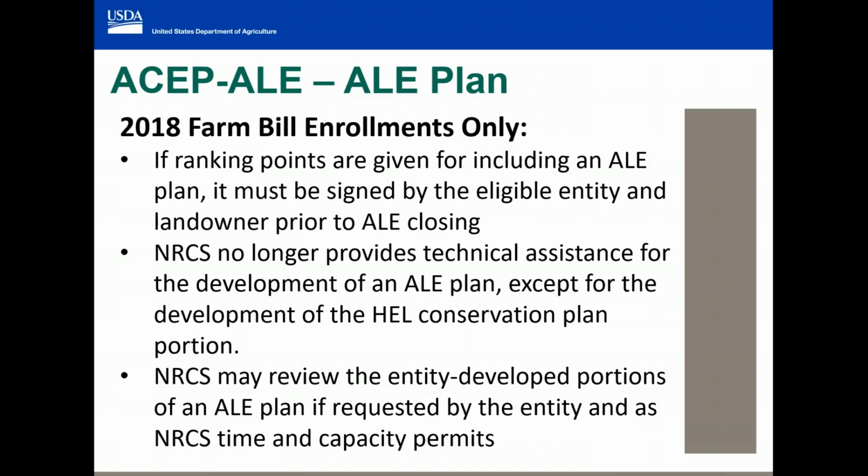So some more requirements if the entity elects to develop an ALE plan in order to receive ranking points, it must be signed by the entity and the landowner prior to closing the ALE. NRCS is no longer able to provide technical assistance for the development of the plan except for a conservation plan for highly erodible cropland. Although we may review the plan that was developed by the entity if requested and as our time and resources permit.